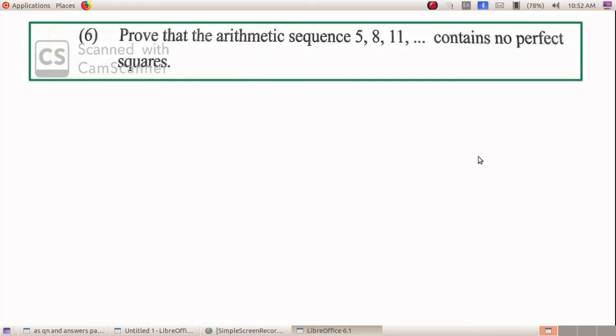Okay, here the sixth question. Read the question. 5, 8, 11 etc. is an arithmetic sequence. You need to prove that no squares come in this sequence.